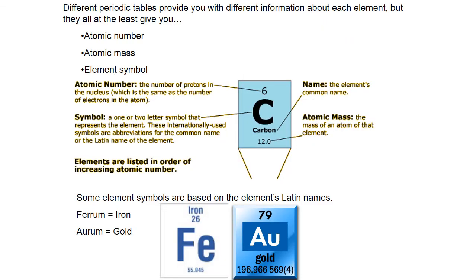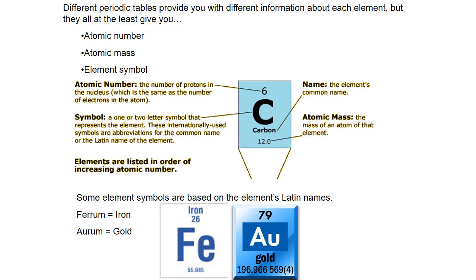Different periodic tables will give you different information about each element, but they pretty much all have at least the atomic number, atomic mass, and element symbol for each element. The atomic number will be at the top, the atomic mass will usually be at the bottom, and if you're not sure, it'll be the one with numbers to the right of the decimal, and the element symbol will be in the middle. The element symbol will be one capital letter or one capital letter followed by a lowercase letter. These symbols are an abbreviation of the element's name.